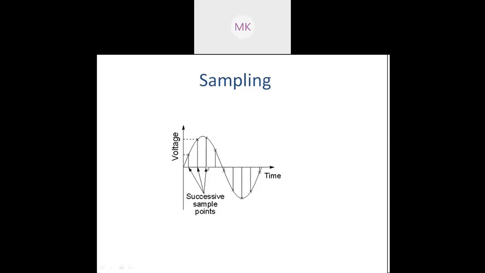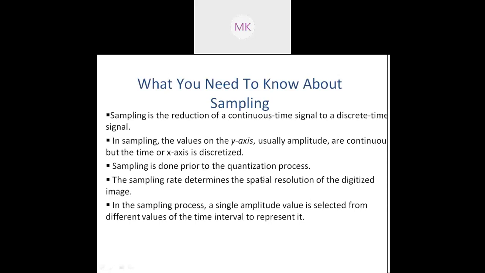Sampling should be done prior to quantization. It should be done before the quantization process. So what do you need to know about sampling? The values on the y-axis, usually amplitude, are continuous. So they remain as they are, but the time or x-axis needs to be discretized. So x should be assigned discrete values varying from 0 to 1.